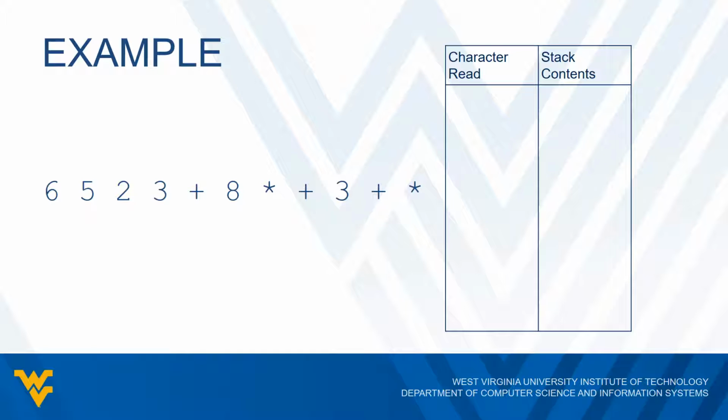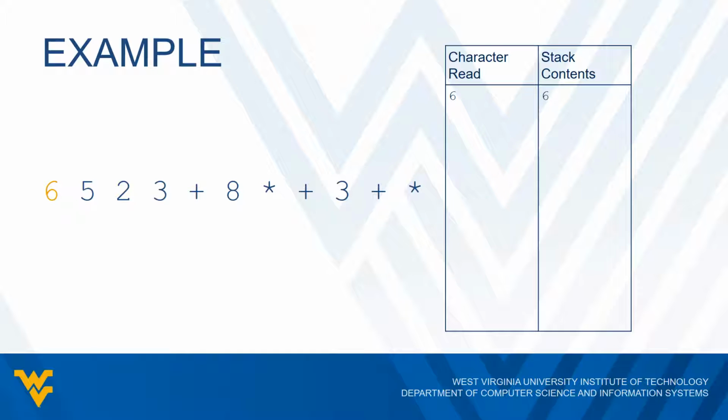Let's do an example where we're going to evaluate this expression that's in the postfix notation. So we have 6, 5, 2, 3 plus 8 times plus 3 plus times. So we're going to read this one character at a time from left to right. We'll push the operands onto the stack, and when we get an operator, we're going to pop the top two things from the stack, evaluate it, and put the result back into the stack.